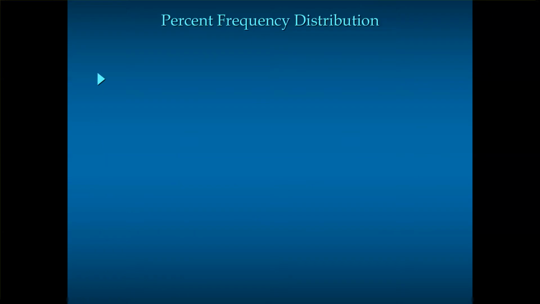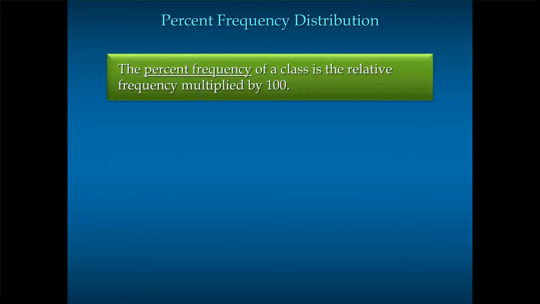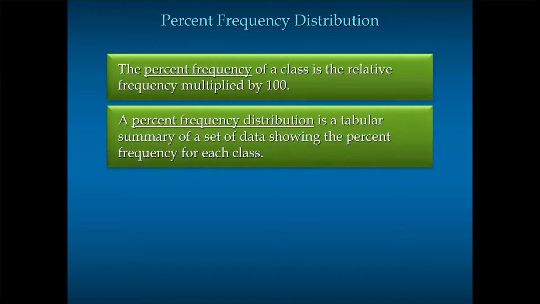So how about percent frequency distribution? The percent frequency of the class is the relative frequency multiplied by 100. So obviously, percent frequency is based on the relative frequency distribution. Some people will say, we don't like the decimals, so another option is to convert it to percentage. A percent frequency distribution is a tabular summary of the set of the data showing the percent frequency for each class.